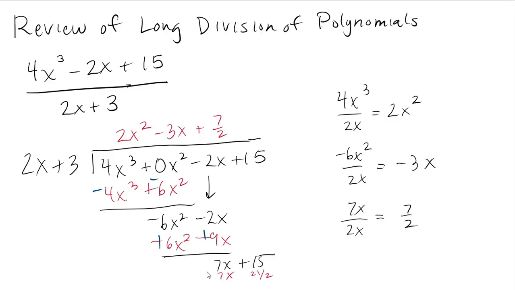We're subtracting, so I switch the signs. The 7x's cancel. 15 is equal to 30 over 2. 30 over 2 minus 21 over 2 is 9 over 2. Is 2x plus 3 a factor of this? No, it's not, because our remainder isn't 0.